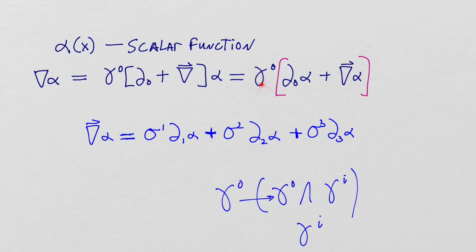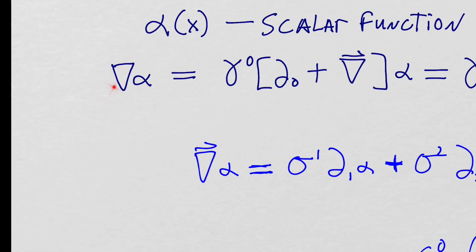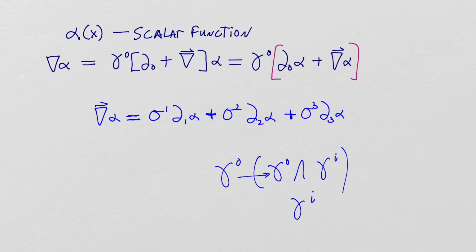This guy times this gamma 0 is a vector. This part is purely scalar, so it times a vector is also a vector. So we end up with a vector exactly as we would expect just by looking at this, basically a geometric product of a vector with a scalar. So that one's pretty easy to understand.